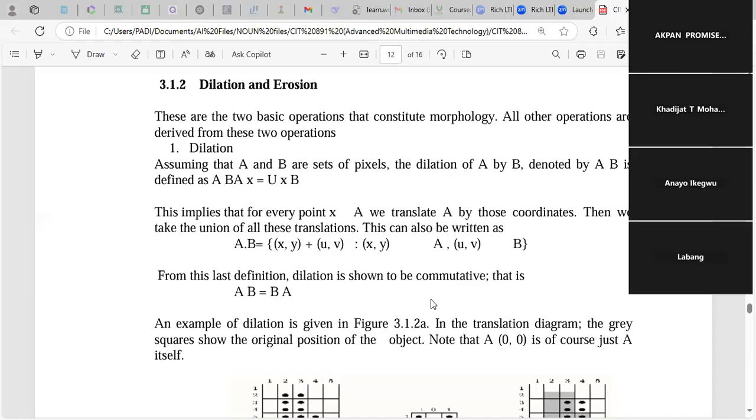They may ask you to explain dilation and erosion. When they say explain, or what is dilation, you don't need to say much. Just say dilation is one of the morphological operations used in image processing. For example, assume that A and B are sets of pixels. The dilation there is A by B, which invariably denotes AB. You just take this mathematically. You don't need to write much, and you earn your full mark.